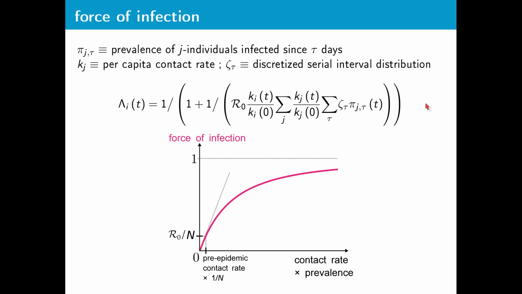The force of infection has to follow two constraints. First, because the model is built in discrete time, it has to be bounded by 1. Therefore, it has to converge to 1 if the contact rate and/or the prevalence goes to infinity. But at the same time, the law of mass action must be recovered for lower values of contact rate and prevalence. Therefore, the simplest way to account for these constraints is the following expression, where we introduce the R0, the serial interval distribution, the prevalence that is calculated by numerical integration, and the per capita contact rates that can capture the several non-pharmaceutical interventions.